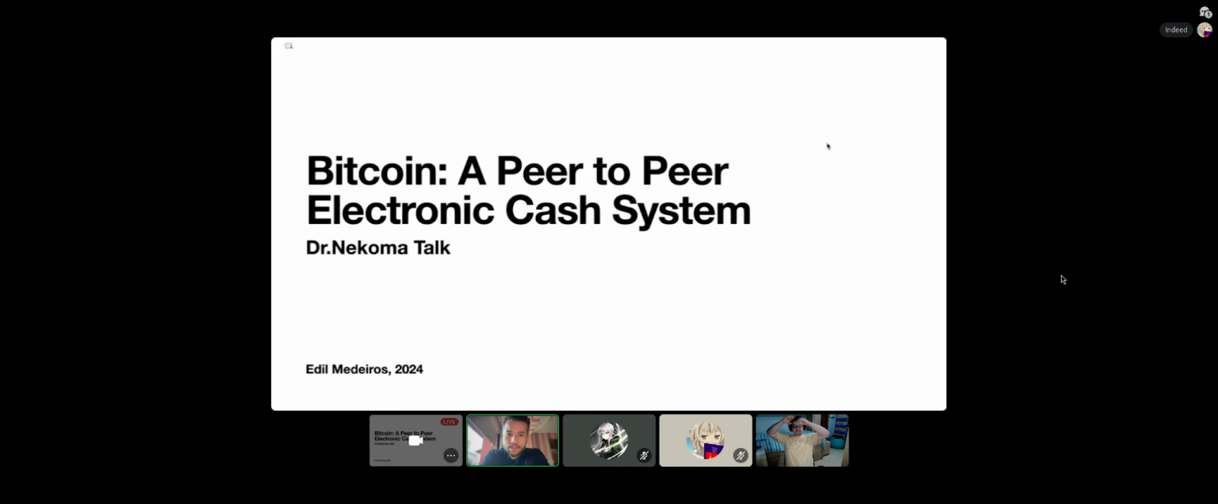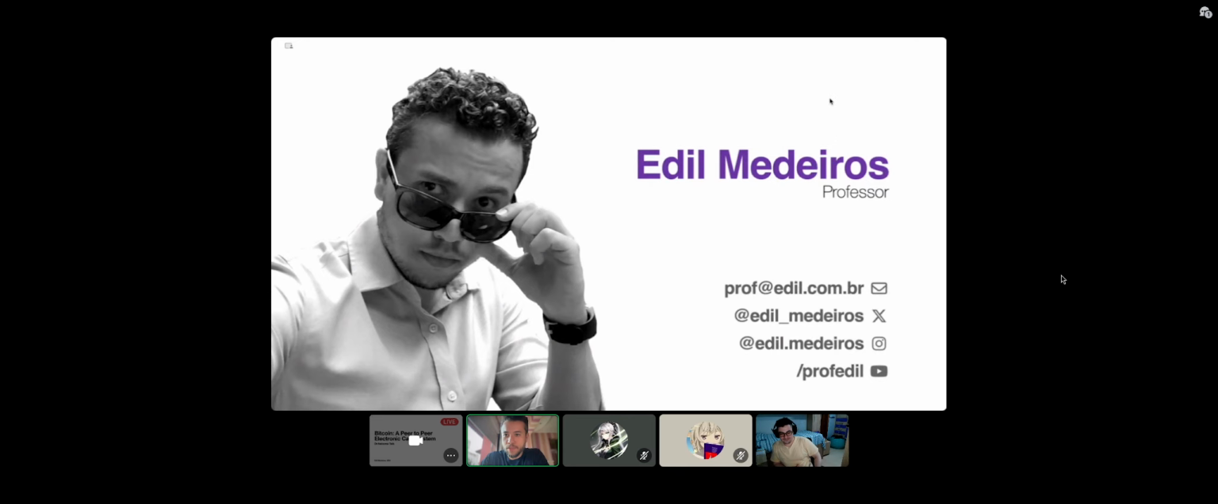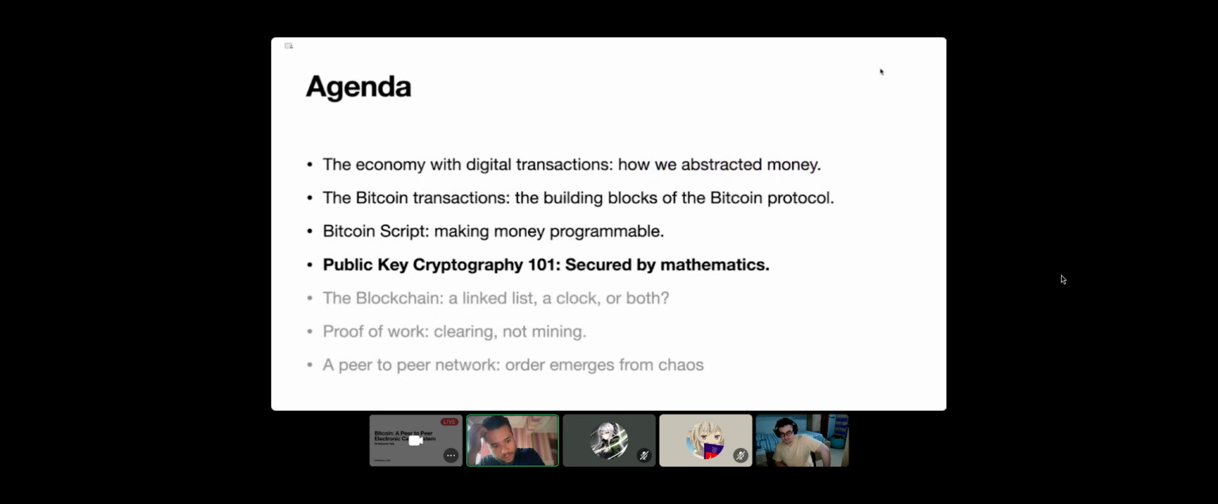All right, guys, this is Bitcoin, a peer-to-peer electronic cash system. Again, my name is Edu Medeiros, and this is our agenda for this and the next session. So, the last session we covered the economy with digital transactions. I will go into this again just briefly, just to set our minds again. We talked about the Bitcoin data structures that we call transactions, and we talked about the Bitcoin programming language that is embedded in the system that makes money programmable.